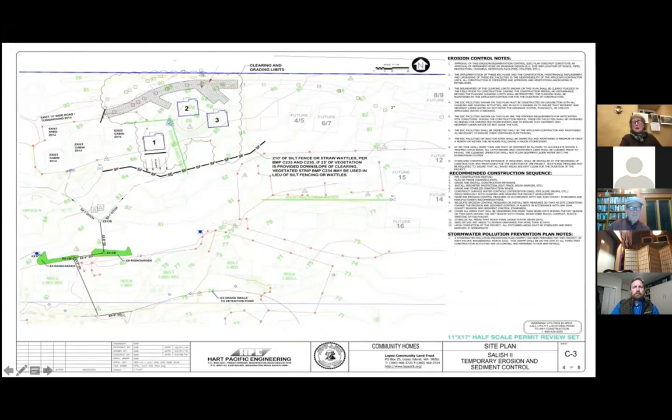So now we're on the temporary erosion and sediment control. When you pull out your plans, you'll see a lot of people call for silt fencing. But if you begin to look, I don't care where you are on the mainland or locally, it says here, install 210 feet of silt fence or straw wattles per BMP 233. Or if you have 25 feet of vegetation provided downslope of the clearing, you can use that as a vegetated strip in lieu of silt fencing or wattles.